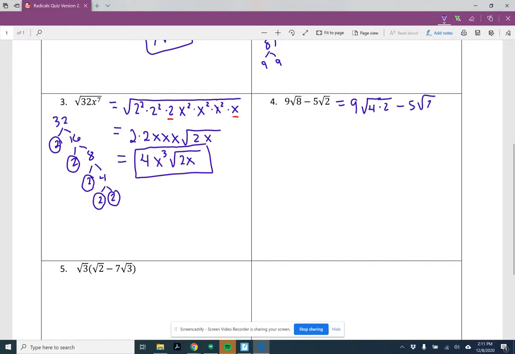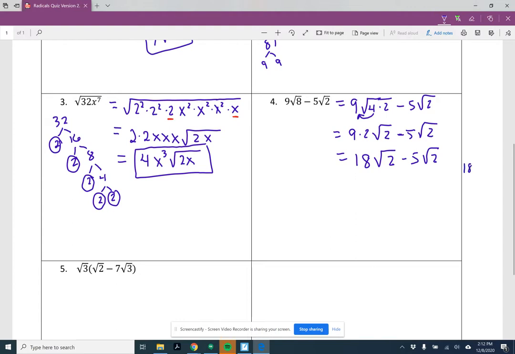So there's a perfect square factor in there. That 4 is a 2 squared. And the square root will undo the square. So the square root of 4 turns into a 2. I still have a 2 left underneath. 9 times 2 is 18, so I have 18 square root of 2. Minus 5 square root of 2.